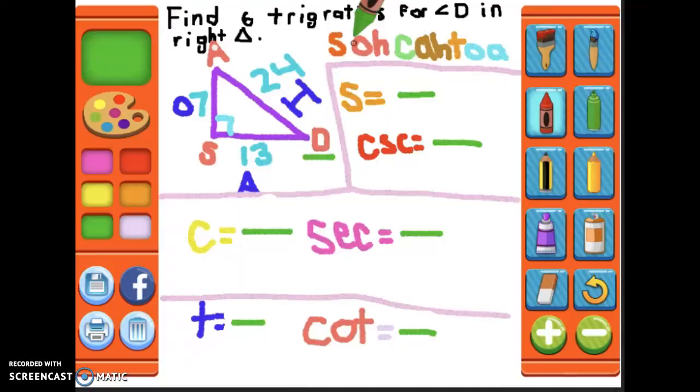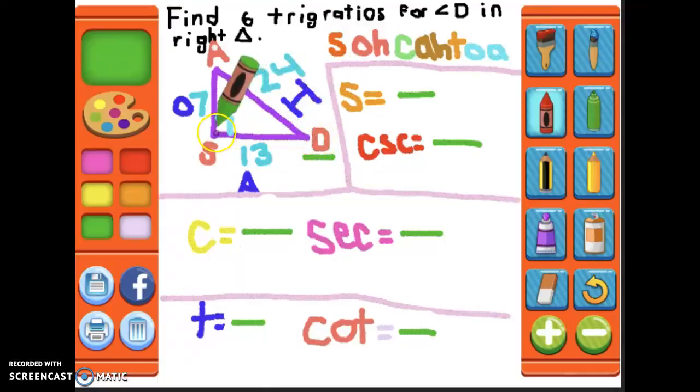So the first one is SOH. So sine is equal to opposite over hypotenuse. So I labeled this already so that we don't have to take up too much time, but I'll explain it really quick. So we're going off of angle D. So we need to label this triangle based on what we are starting with, which is our angle D. That's what we're trying to find the trig ratios for.